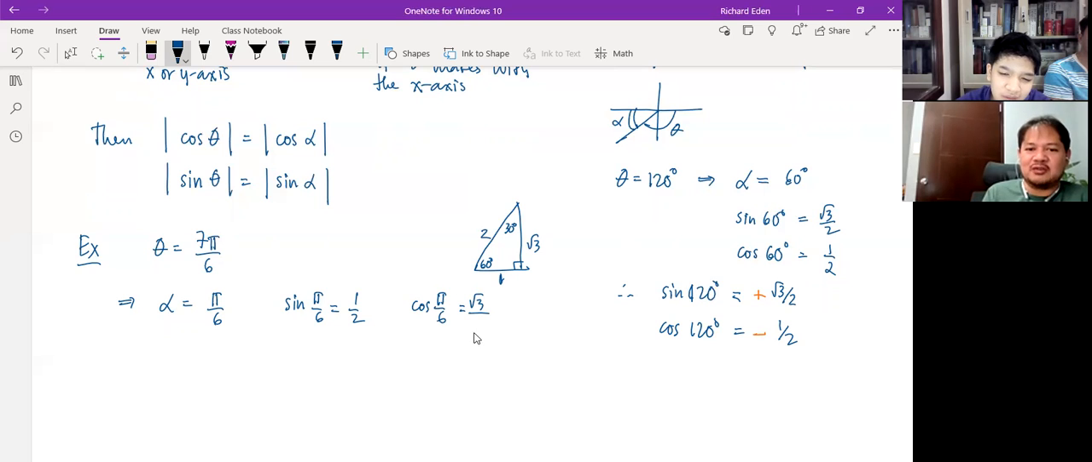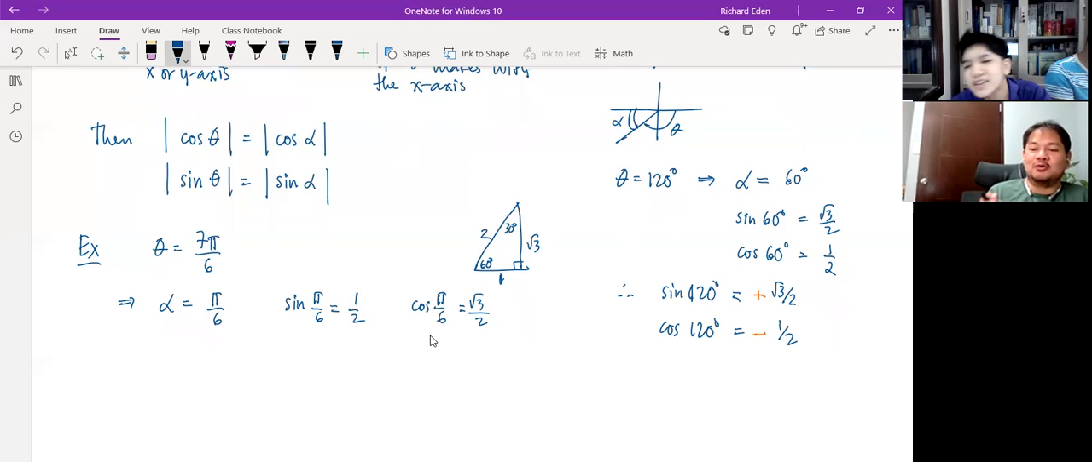So it's cosine pi over 6. Ah, so that's why I was making a mistake. Square root of 3 over... Oh, I was right after all! Square root of 3 over 3? Look at the diagram. Ah! Adjacent over hypotenuse. Over 2.